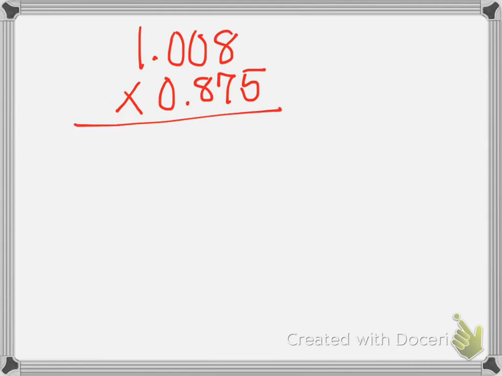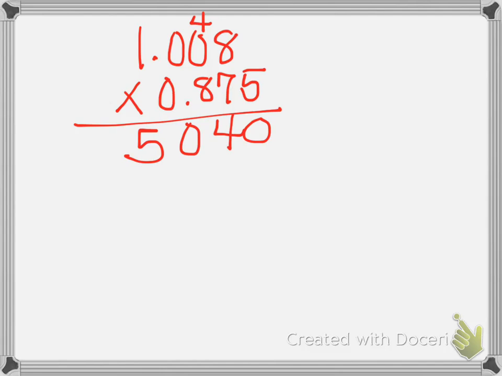Okay, so I've got it in my column form. I'm going to ignore the decimal and just multiply. 5 times 8 is 40. I'm going to bring over the 4. 5 times 0 is 0, but I have to bring down the 4. 5 times 0 is 0, and then 5 times 1 is 5.